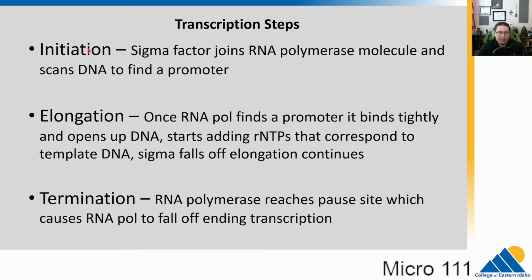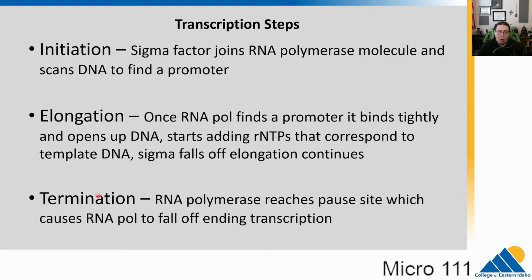Of course, right, this can be described in a series of steps. For transcription, you have initiation, elongation, and termination. Now, this is where it gets confusing. People confuse this with the DNA replication. This is just a fancy way of saying it starts, it continues, and it ends. The starting of transcription, that's when the sigma factor joins RNA polymerase and they scan along the DNA to find a promoter they bind to. Then once it's found the promoter, the sigma falls off and it opens up the DNA and starts making an RNA molecule off of the template DNA.